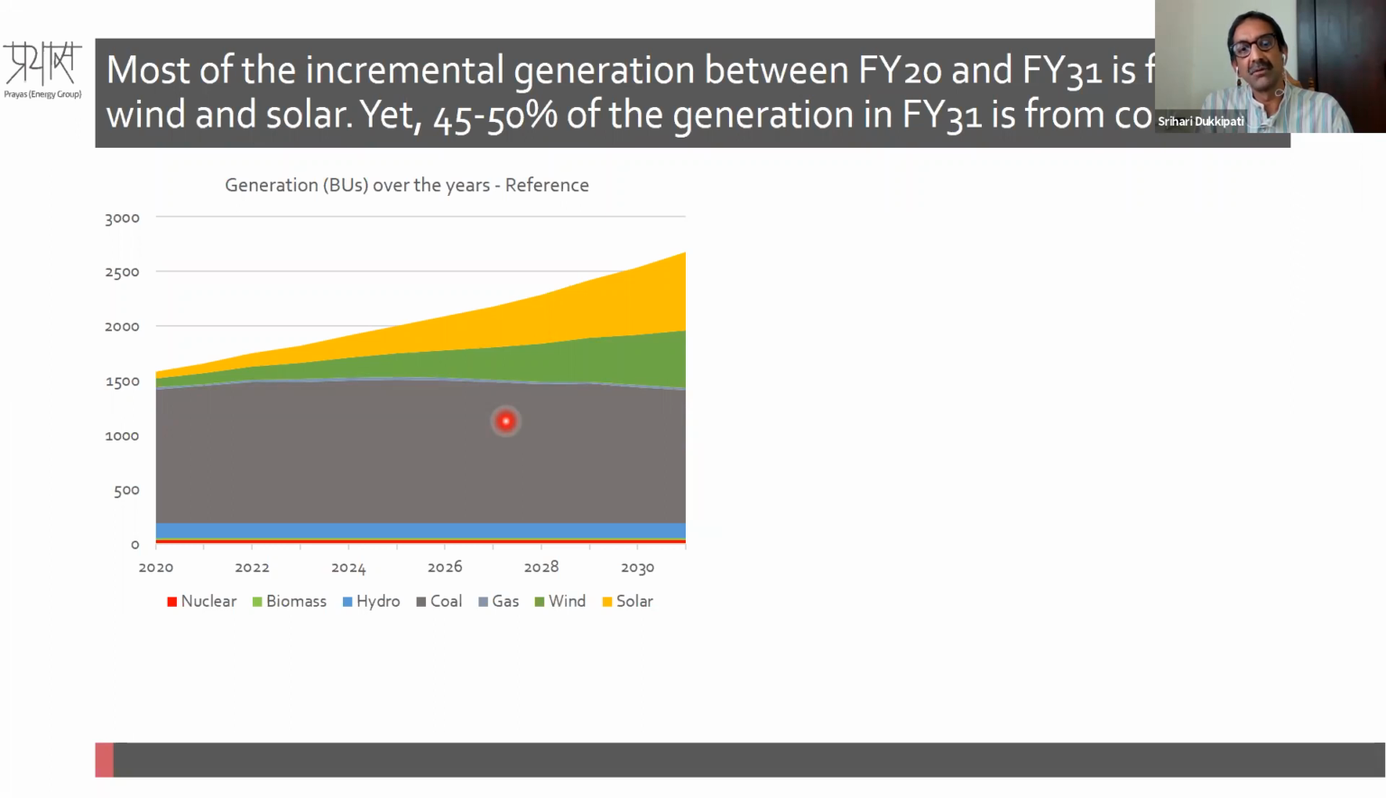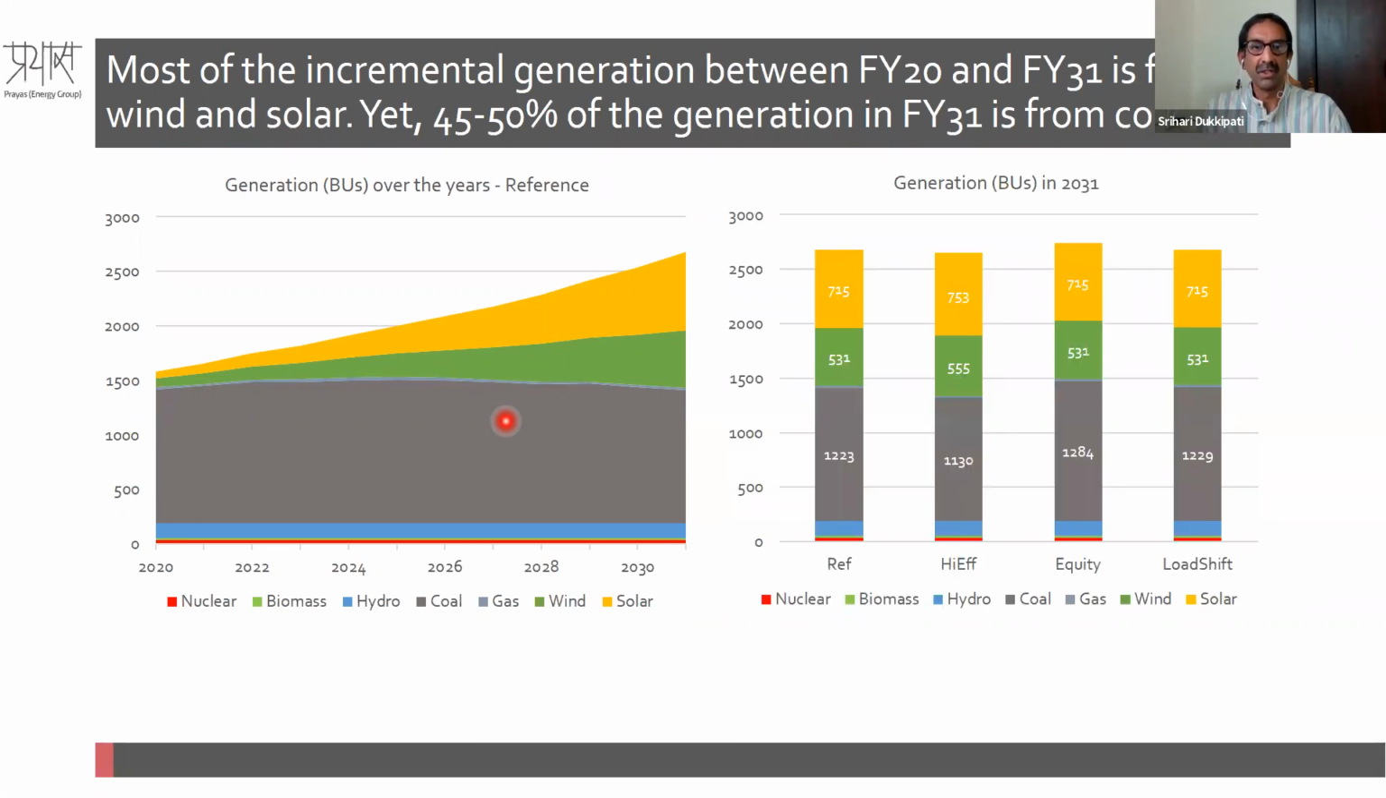But if you look at FY31, coal is still the single largest source of generation, with about 45 to 50% of the generation coming from coal. So coal is here to stay, as I guess people would expect, and even though over the next decade there is a chance of peak coal use for the power sector happening, it still plays a huge role even 10 years down the line. And that is true again across various scenarios.